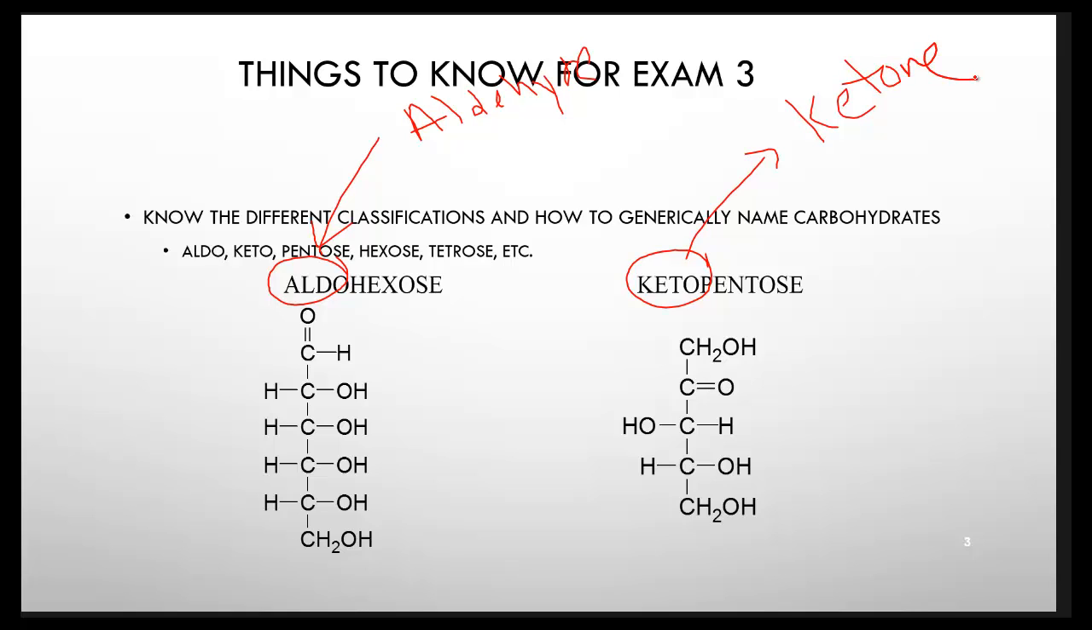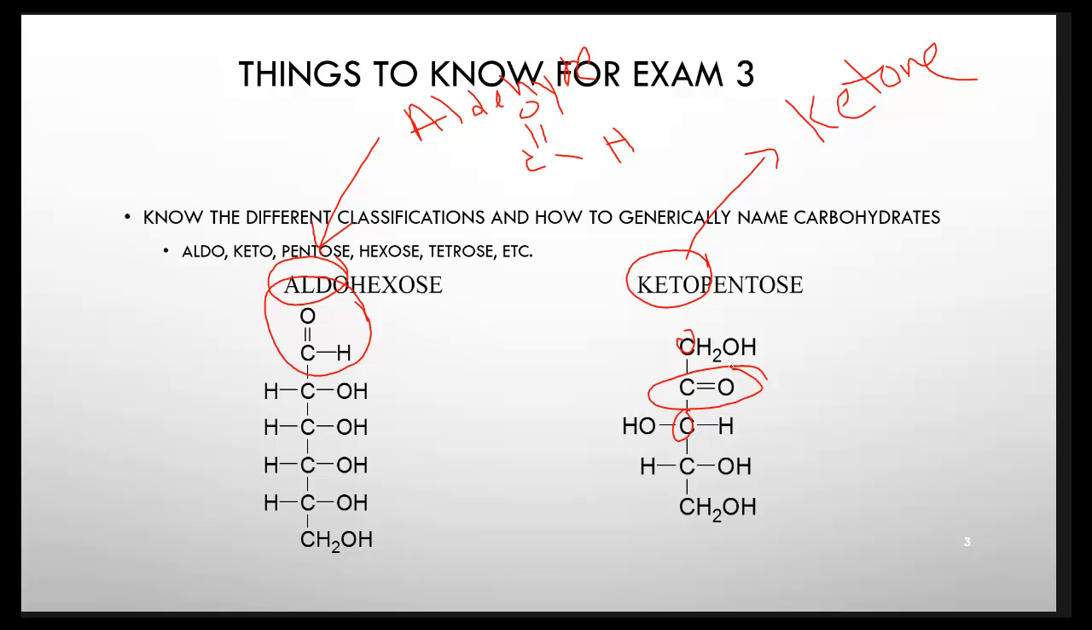Now if we look at how that changes in the formula, notice that with an aldo, the double bond is on top, because an aldehyde is a terminal functional group. So therefore it's at the top. Ketone has carbons on either side, so therefore it's going to be in the middle somewhere. So keto, your double bond is going to be in the middle. Aldo, your double bond of oxygen is going to be on top.